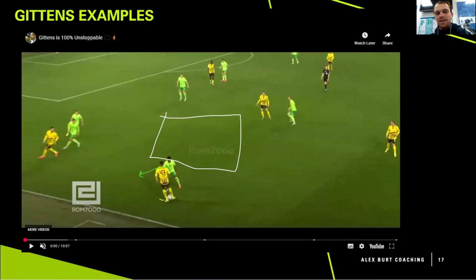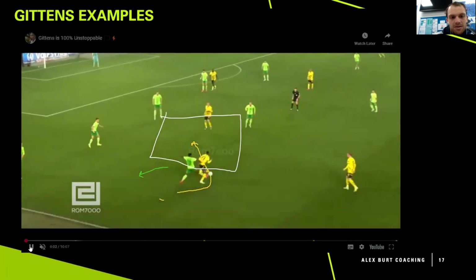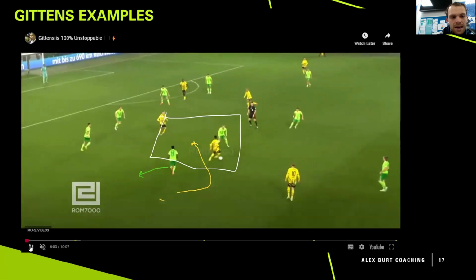Is there space to dribble behind? Yes, there's clear space to go on the inside and then dribble on past him. And if we play the clip on, you can see exactly that's what he looks to do. And now another dribble here.